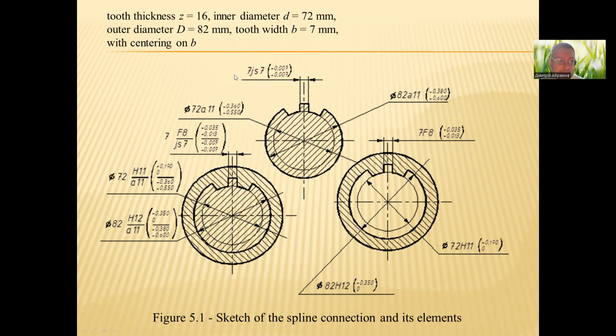So, for example, b is equal to 7. It's for the shaft. You can see first for the shaft. b is the tooth width 7. js7 is the tolerance field 7, it's the IT grade. Upper limit deviation plus 0.007, lower limit deviation minus 0.007.